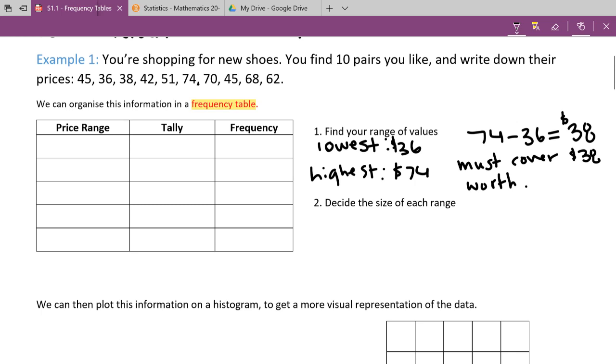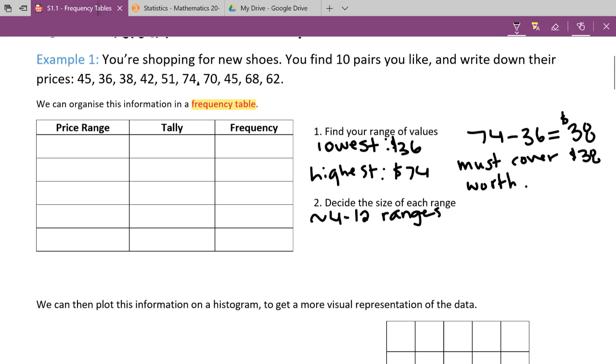The best way to do this is to split your range into about 4 to 12 ranges, columns, bars, is the average size we kind of want for analyzing. We don't want a different range for every single shoe because, again, the difference between $36 and $37 is not a huge amount. But we also don't want to just have one big category, right? Because the difference between $36 and $74 is a fairly big amount.